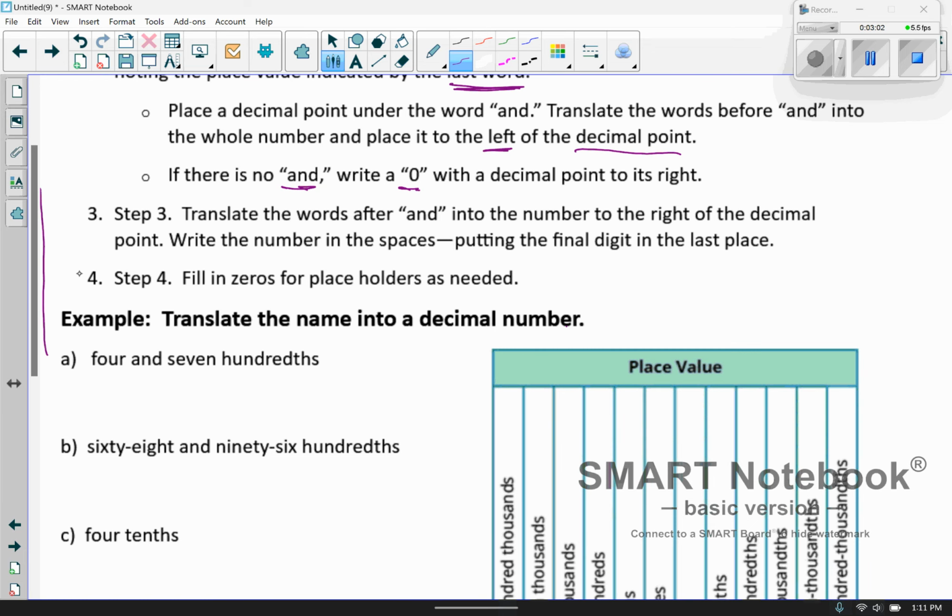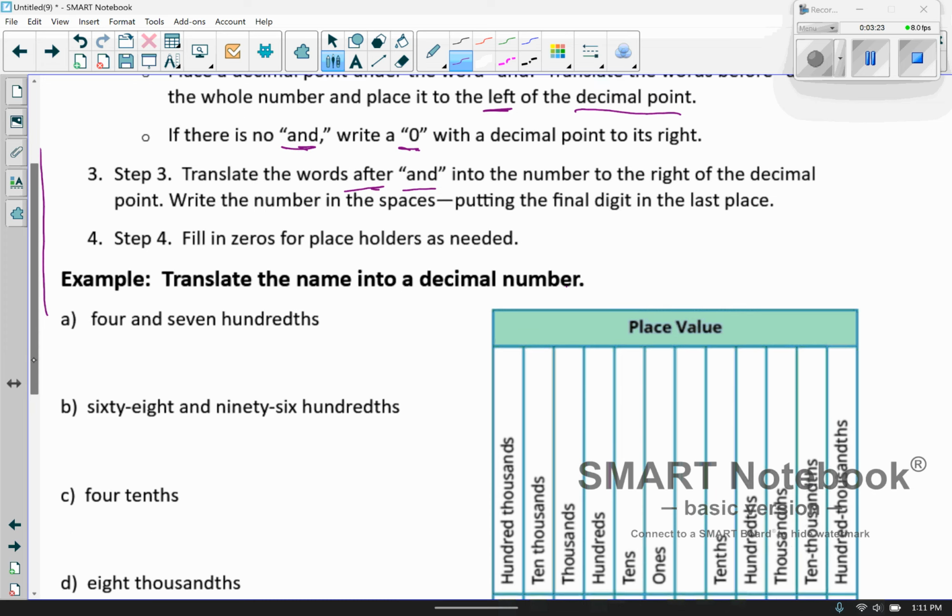Step 3, we're going to translate the words after and into the number to the right of the decimal point. Write the number in the spaces, putting the final digit in the last place. Then step 4 will be to fill in any zeros for placeholders as needed.